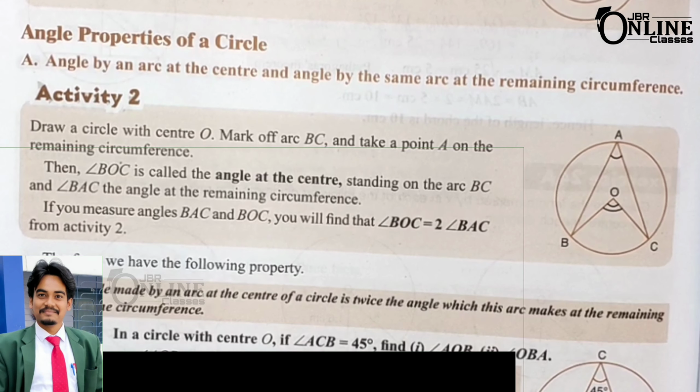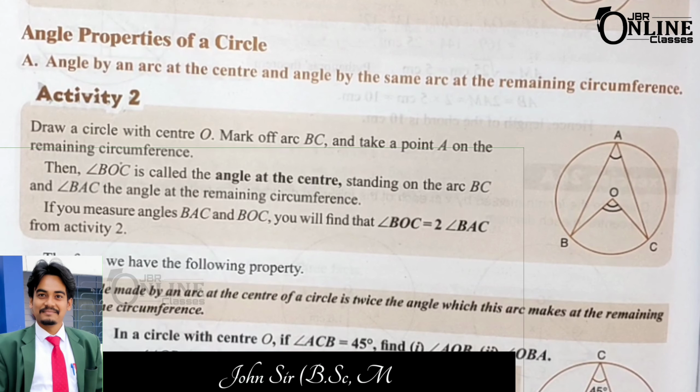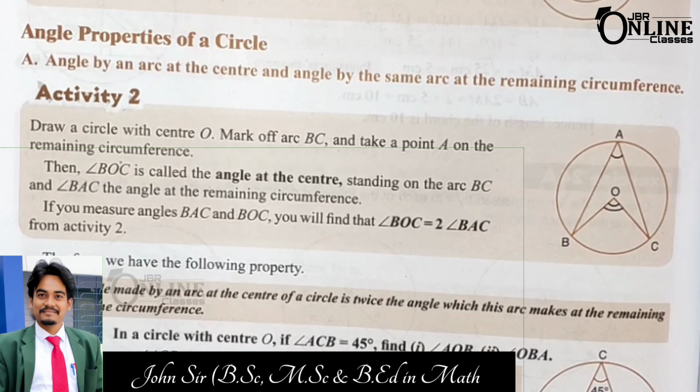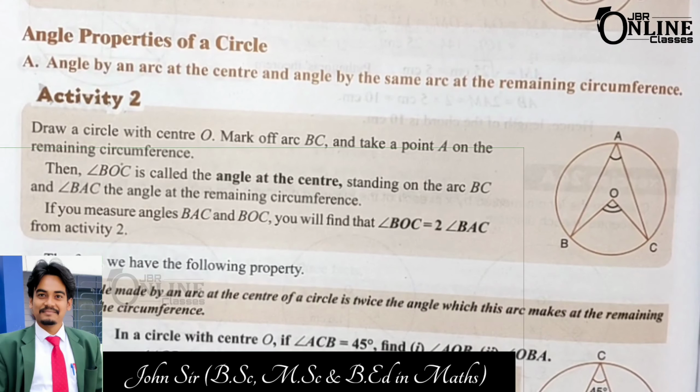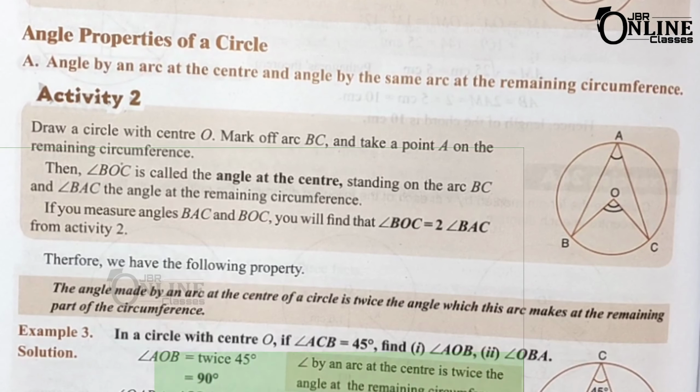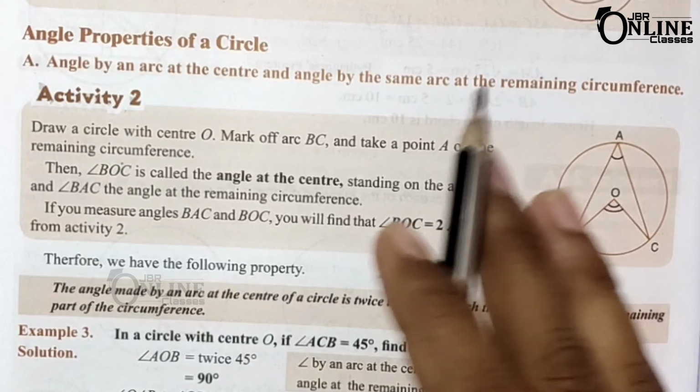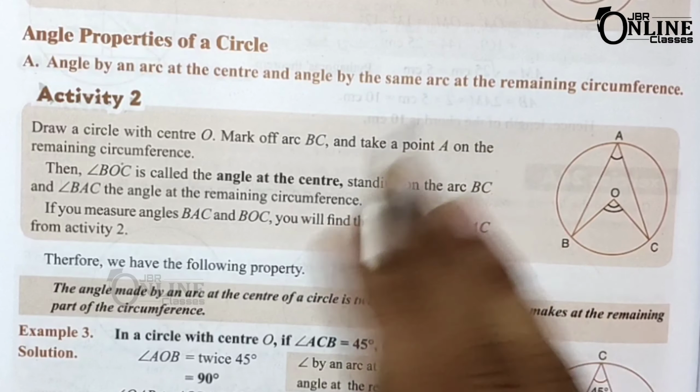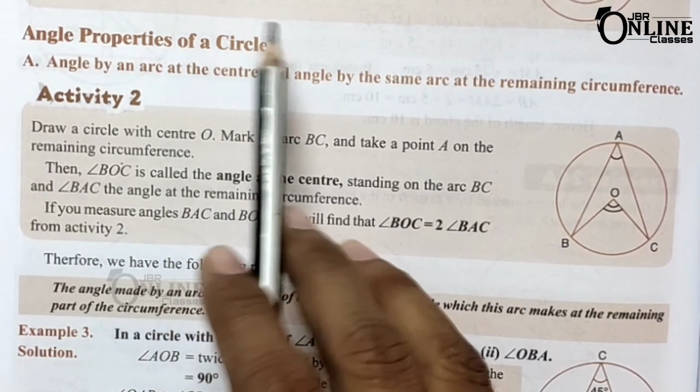So hello everyone, today I am going to start exercise 24b. This is the second part from chapter 24. The link of the first part is in the description. Before I solve the exercise, first you have to know some angle properties of a circle.